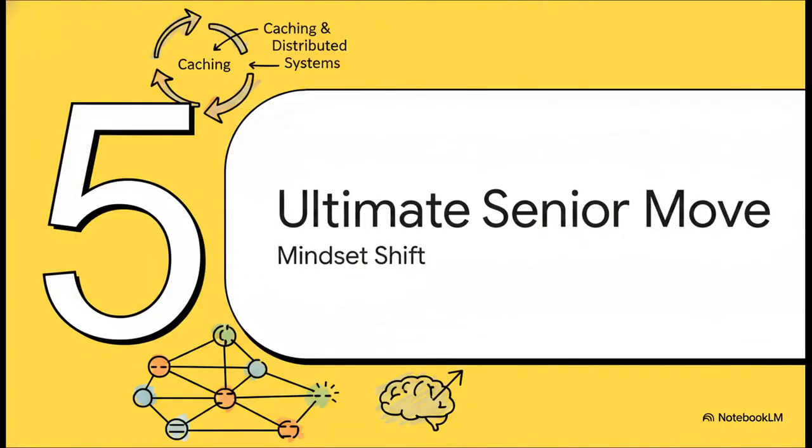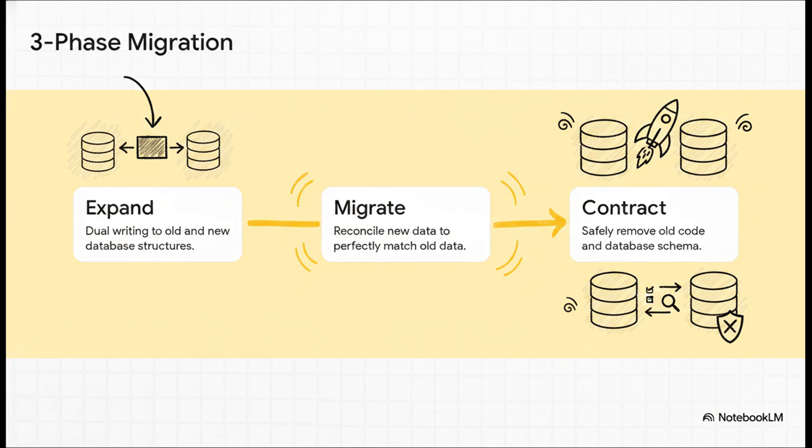Section 5. The ultimate senior move. We've talked patterns, latency, and surviving failures. But I want to leave you with the ultimate engineering philosophy that really separates the mid-level folks from the true senior system architects. Now, what's really interesting here is how seniors handle risk. Junior devs will often just alter a column, deploy, and pray it works. Seniors, they use the 3-phase migration pattern.